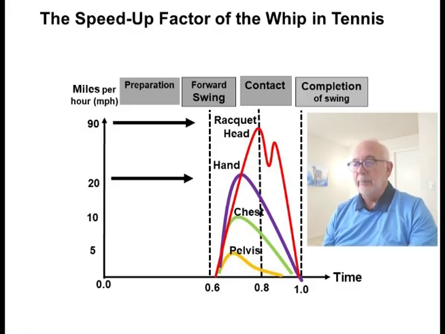What you see here from the bottom to the top is the speed of the pelvis at the bottom going from 5 miles an hour or less. Then the next segment up the kinetic chain in this graph is the hand speed in purple, going less than 20 miles per hour. But it's the great speed up in the last whip segment, where the graph with the red line shows the racket head speed going up to 90 miles an hour. This is the speed up factor of the whip effect in the swing.